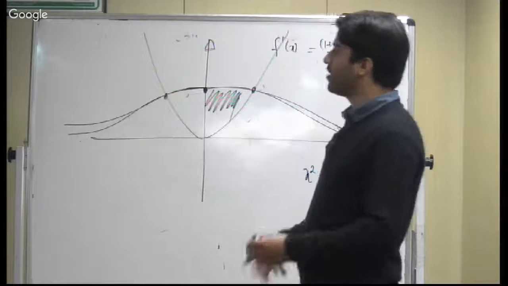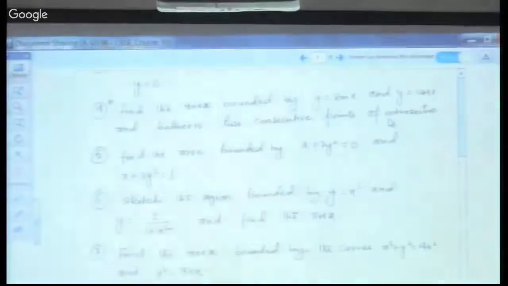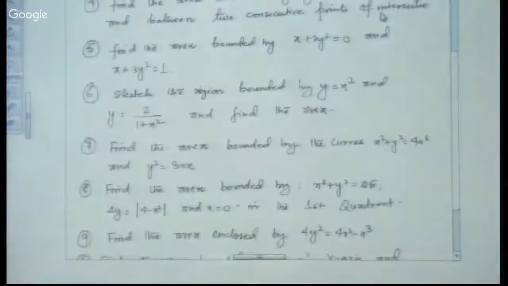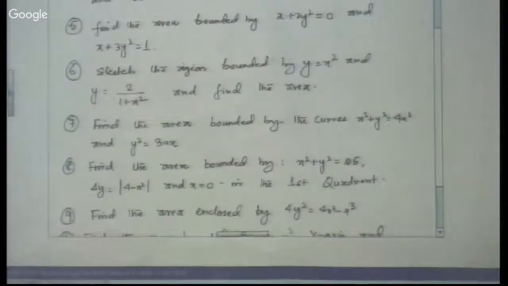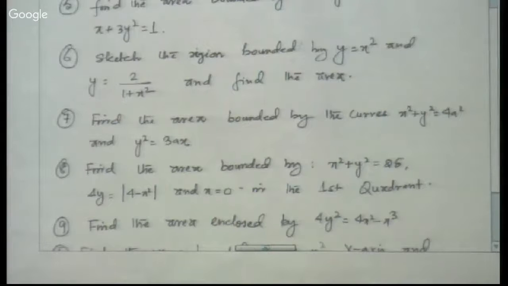Seventh one: what is the curve x square plus y square is equal to 4a square? What is it? It's a circle. Very good. And what is the other curve? Parabola. So you have a circle and a parabola. Find the point of intersection. It's a symmetrical thing, so you will just have to find it. Okay. No issue with it.